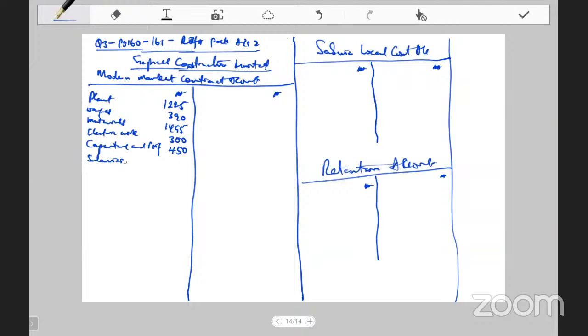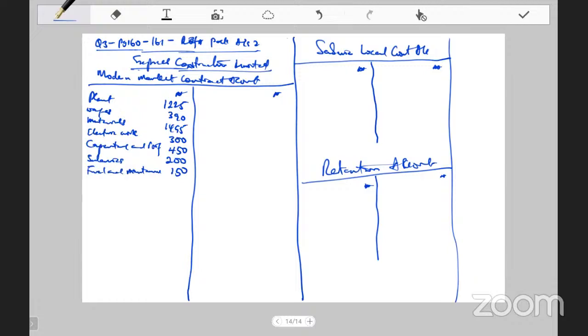So we have salaries. How much? 200. Next, what do I have? Fuel and maintenance of plant and machinery. How much is that? 150.